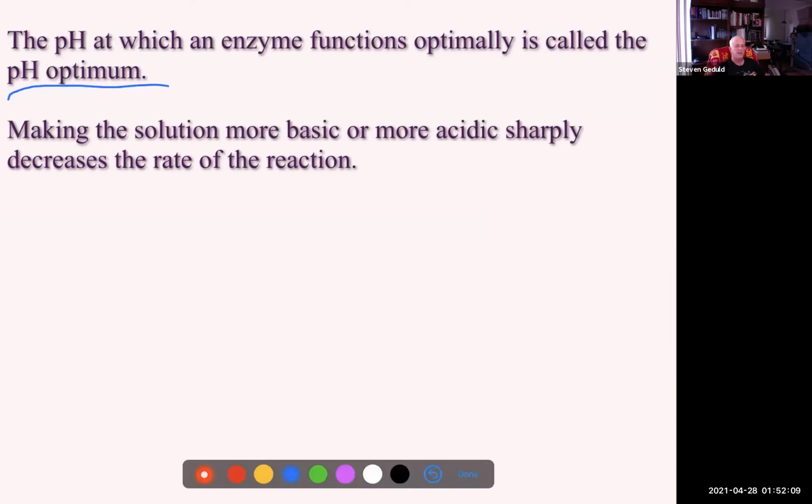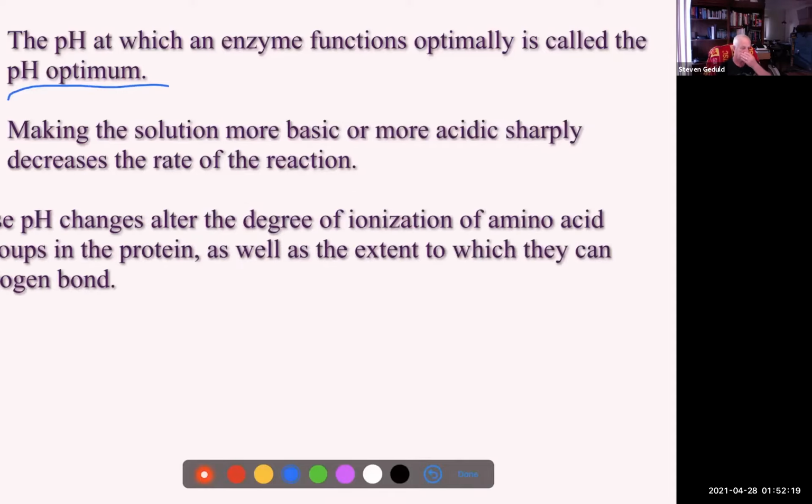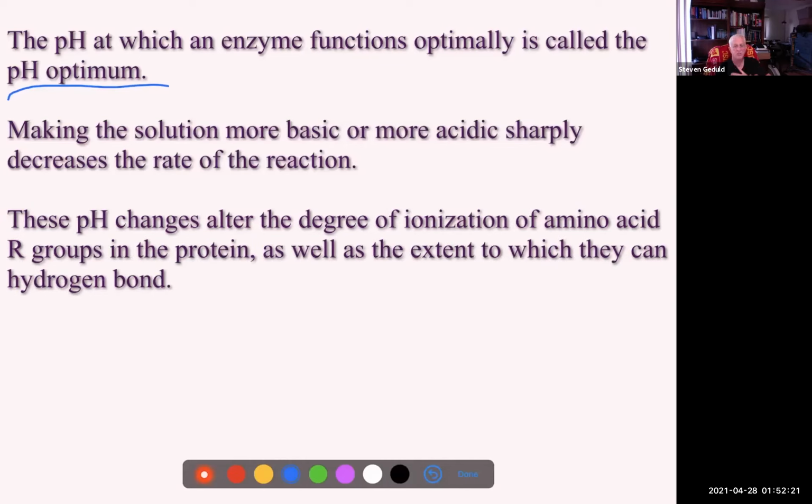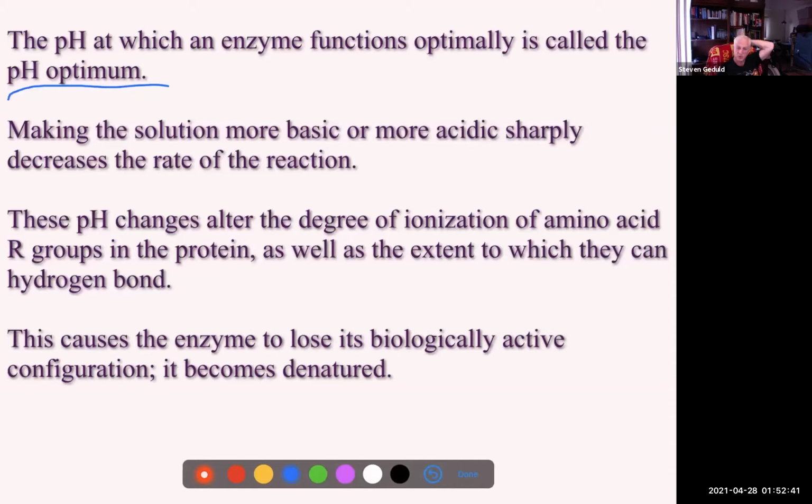Making the solution more basic or acidic decreases the rate of the reaction. It's not going to work as well if your body becomes more acidic or more basic. These pH changes alter the degree of ionization of amino acids on the R groups in the protein. Once they do that for the R groups, they modify the shape of the active site. They also modify where you can have hydrogen bonding, because you're either adding hydrogen or taking hydrogen away if it's too acidic or too basic. This causes the enzyme to lose its biological active configuration and therefore become denatured.